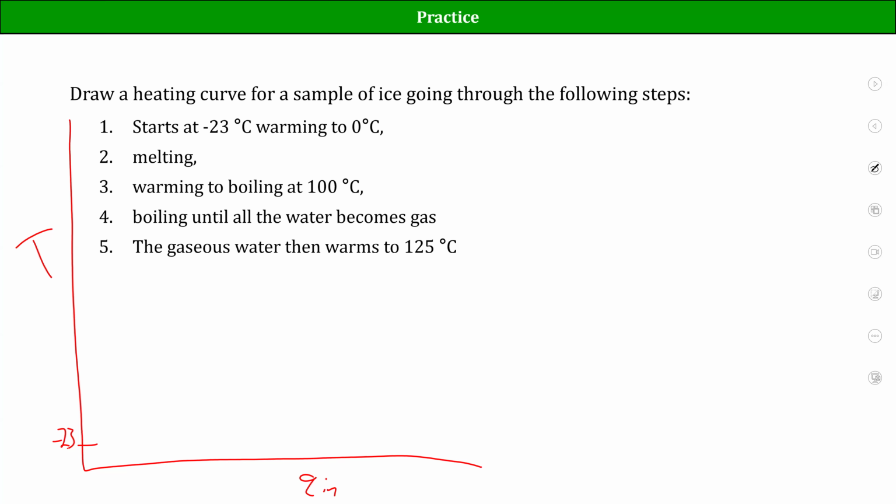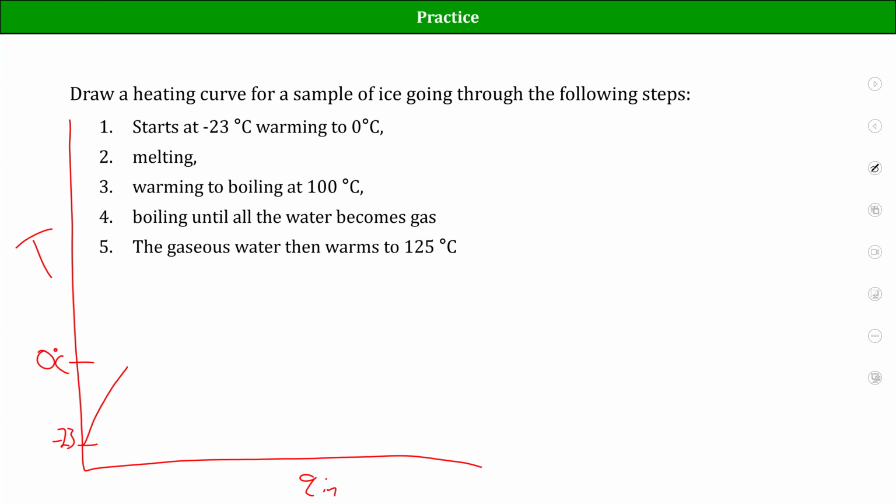So just start with where we start. Starting at minus 23 Celsius, if we start with ice at minus 23 Celsius and add energy into it, what happens? It rises in temperature. Temperature is going to go up until what? Until we get to the melting point, which for water we know is at 0 Celsius.